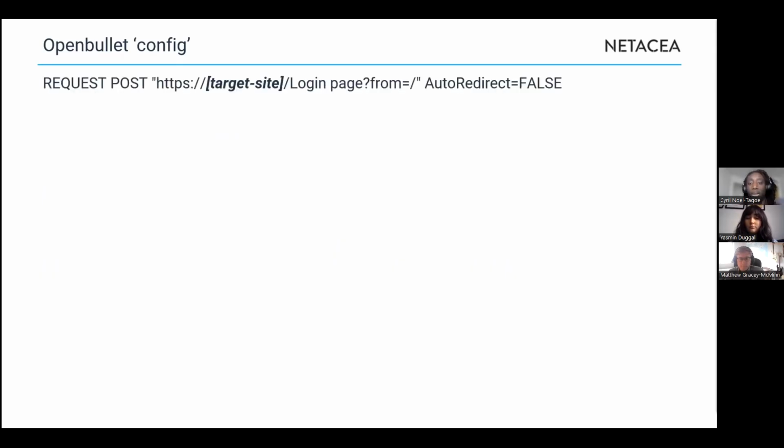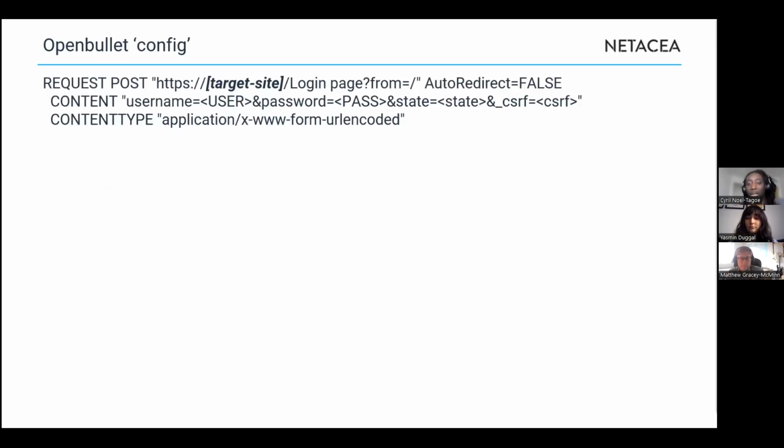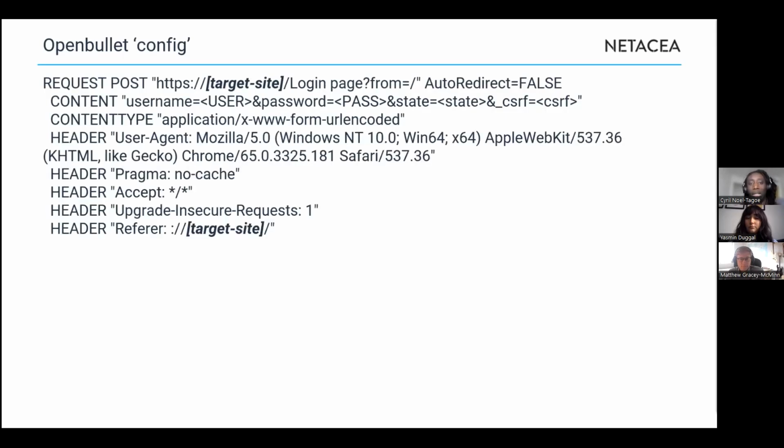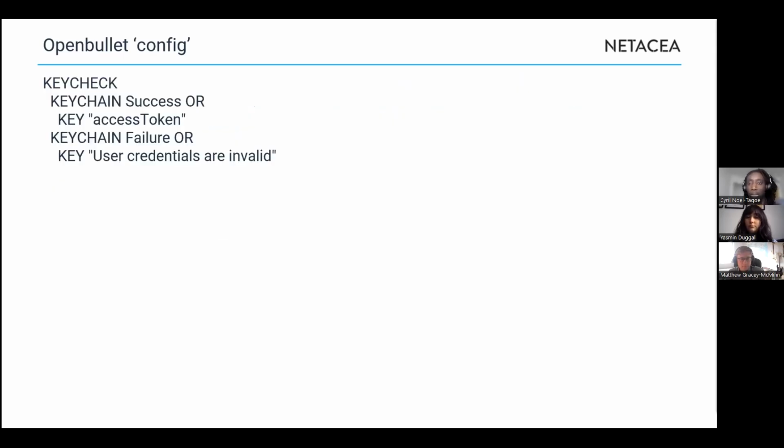Next is sending a POST request. Now it's going to try and log in to this website, taking a username and password, which will come from your combo list, and then passing the state and the cross-site request forgery tokens back in. Again we've got the header information coming through, and then using the referrer from the target site, so it looks like a legitimate POST request.